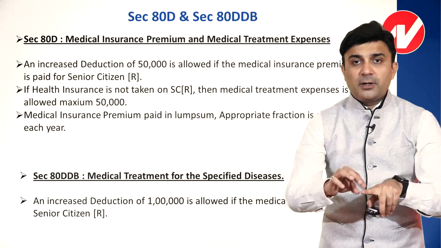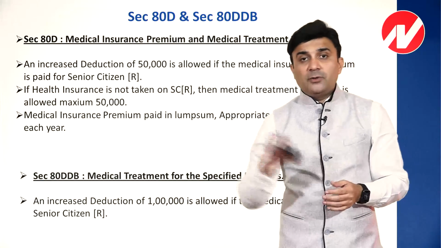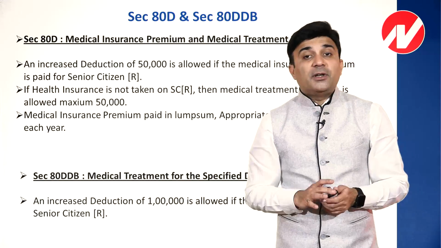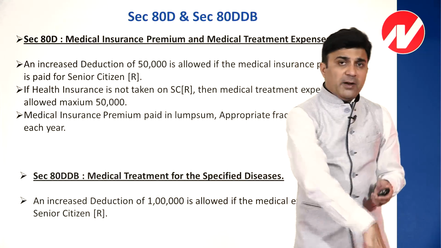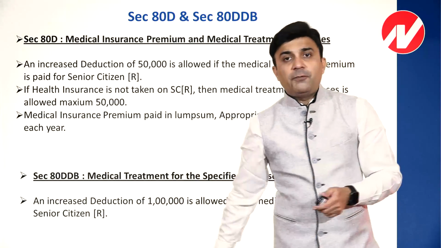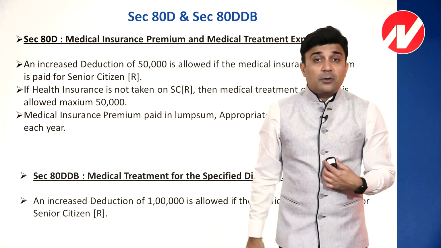The reason being, one of the conditions for getting medical treatment expenditure deductible under Section 80D is that the medical insurance premium is not paid for a senior citizen resident. So father 40,000 treatment expenditure, mother only 12,000 insurance, aggregate comes to 52,000. I will be able to get not 52, I will be able to get only 50,000.